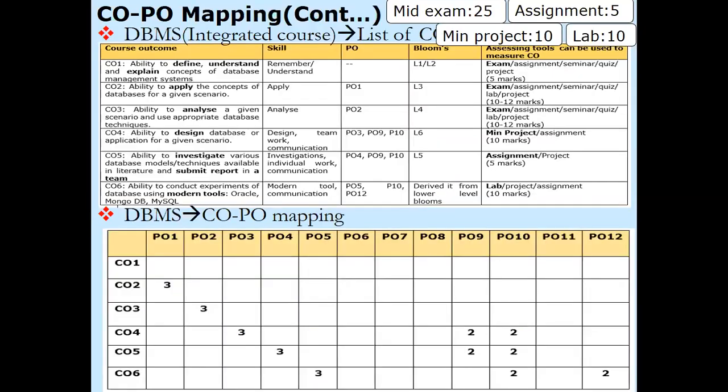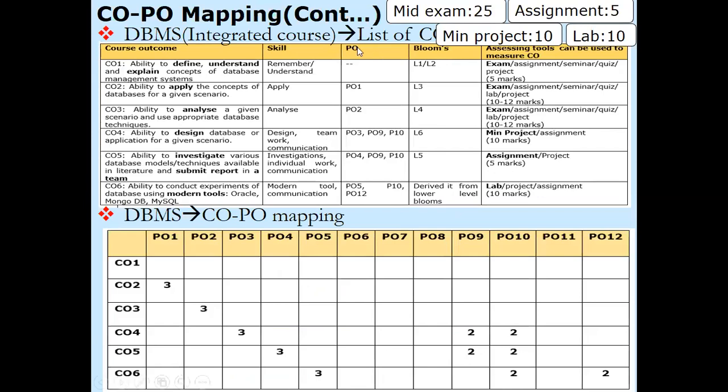Previously I talked about the non-integrated course. Now I'm talking about the integrated course. When I say integrated course, it contains the theory component as well as the lab component. That's the meaning of the term. Swaminathan sir, you can ask now.